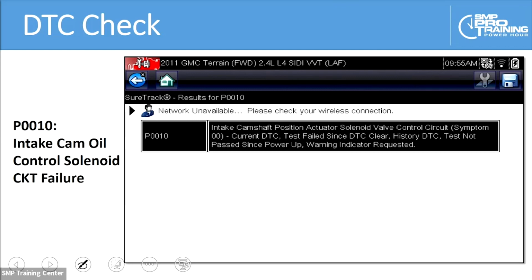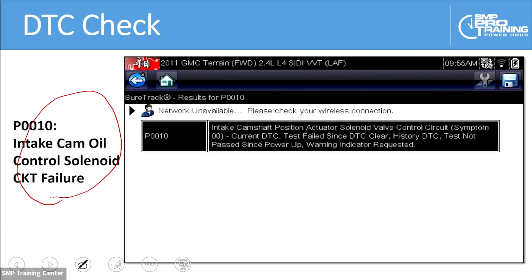P0010, intake cam oil control solenoid circuit failure. All right, well, let's just take a minute and understand what it is that the PCM is telling us. The PCM is telling us that he's looking at this intake cam oil control circuit, and he is saying, I see a value on that circuit that I should never see. There's something wrong with that circuit electrically. It's gone open, it's shorted to ground, it's shorted to power. Something's electrically faulted in that circuit.